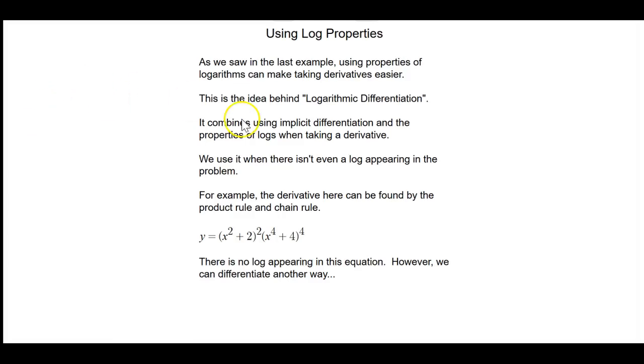In that last example, we just used properties of logarithms just to make finding the derivative a little bit easier. This is the idea behind another process called logarithmic differentiation. And that is a method that involves using implicit differentiation and properties of logs when we take a derivative. So we can use logarithmic differentiation even when we don't see a logarithm appearing in a function.